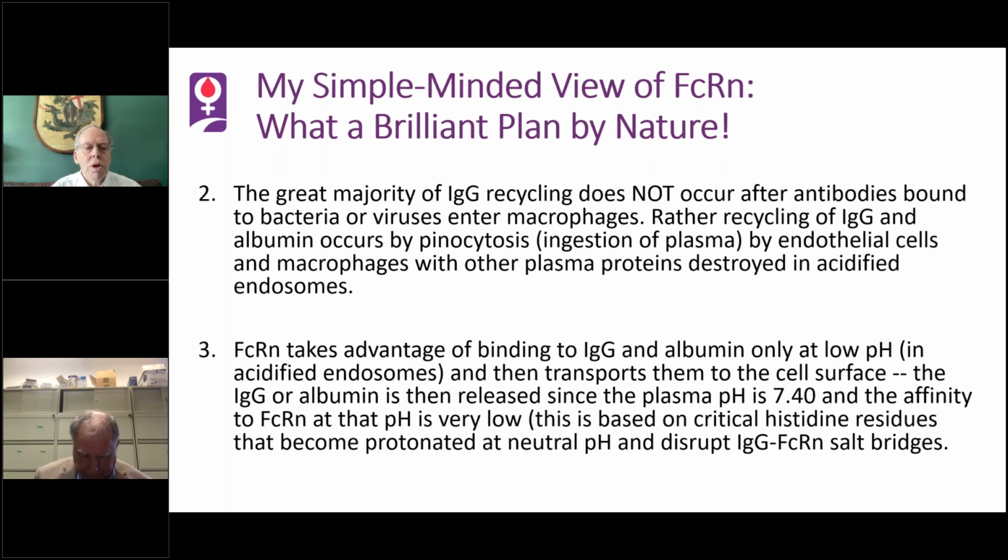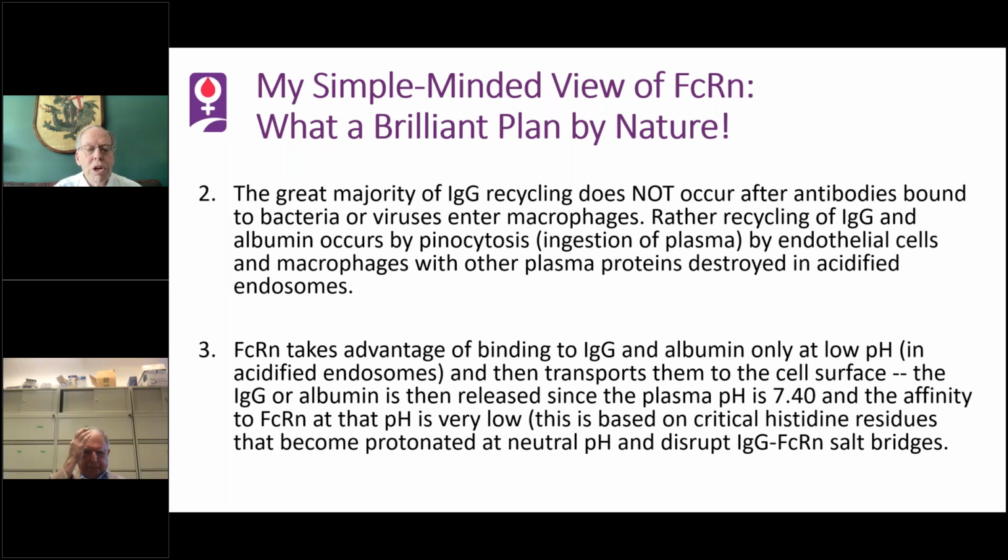However, it's not quite as simple as that. And this starts to get into the complexities. The great majority of IgG recycling does not occur with antibodies bound to other organisms or cells. Rather, plasma is pinocytosed, or ingested, by endothelial cells and particularly macrophages, and the other plasma proteins are destroyed, and the FcRn rescues the albumin and the IgG specifically so that they still survive.